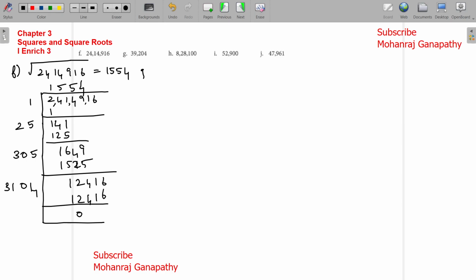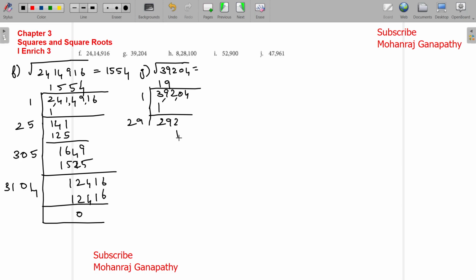Now G. Square root of 39204. 39204. Separate from last as two digits. 1 ones are 1. Remaining 2. Bring down 92. 1 into 2 is 2. 2 nines are 18. 18 plus 9. Sorry, 18 plus 8. 26.